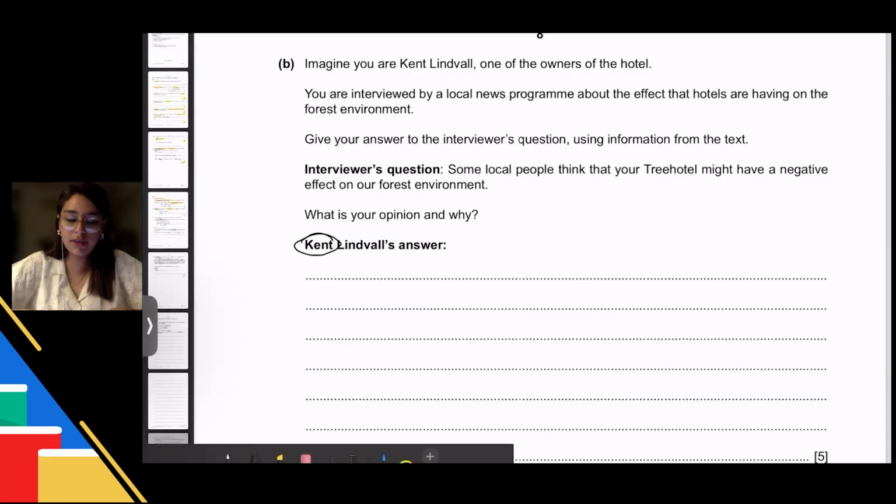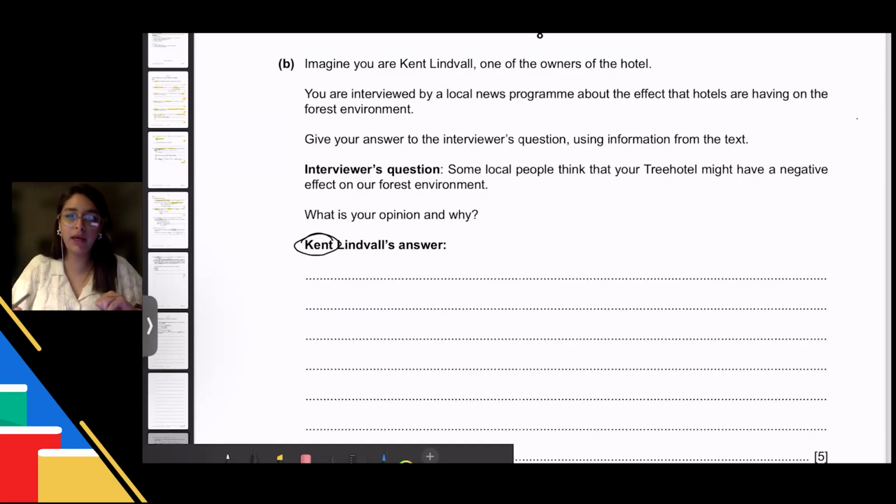Do you think Kent would say that the tree hotel has a negative impact on the forest environment or not? That's your first test here, to be able to actually identify whether this individual would agree or disagree with the idea at hand. Once you have identified that, the next thing you do is formulate a response in which you highlight reasons as to why.